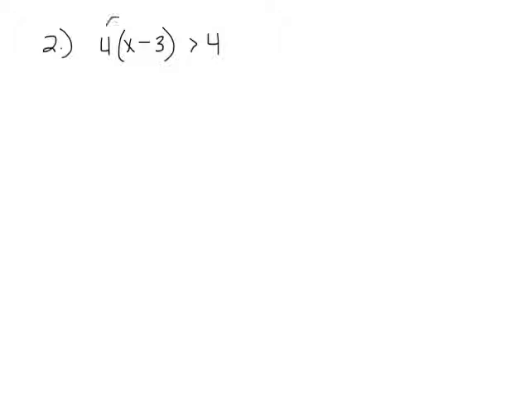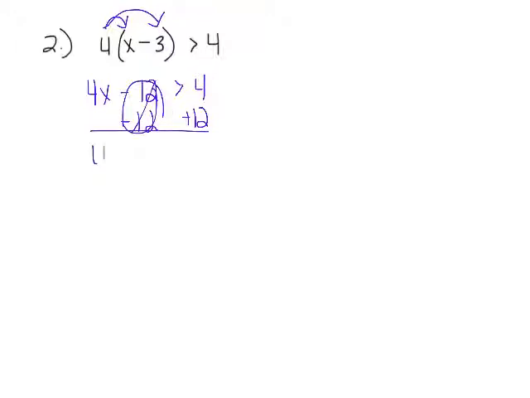I need to distribute my 4 to my terms, so I get 4x minus 12 is greater than 4. I'll add 12 to both sides. So 4x is greater than 16. When I divide by 4 on both sides, I get that x is greater than 4.